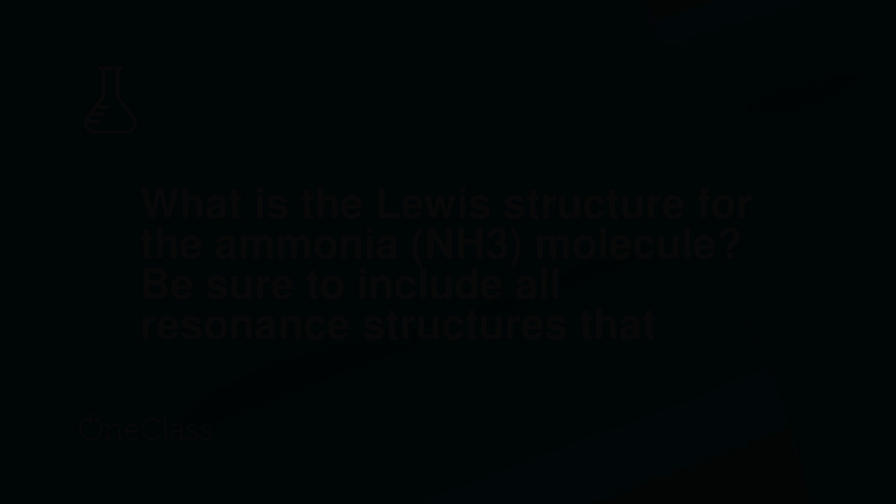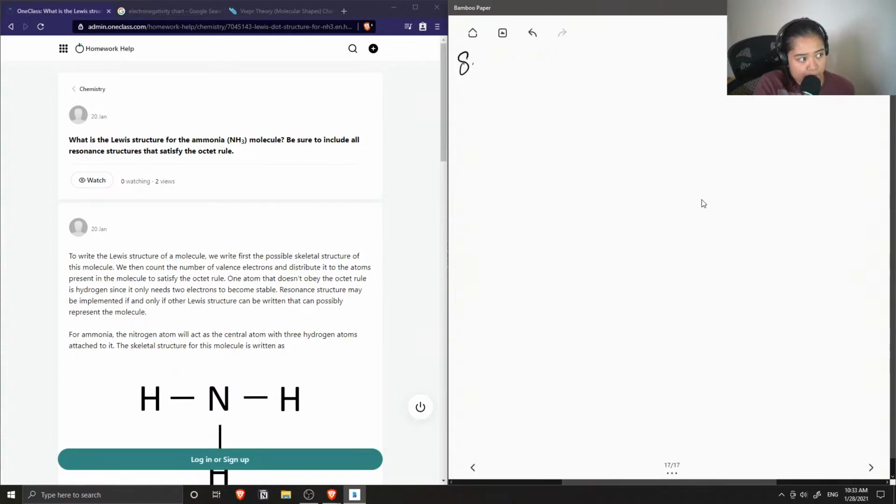Okay, so question number 8 is what is the Lewis structure for the ammonia molecule, which is NH3? Be sure to include all resonance structures that satisfy the octet rule.